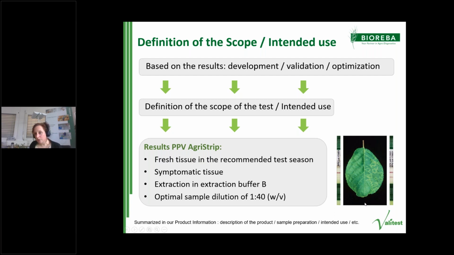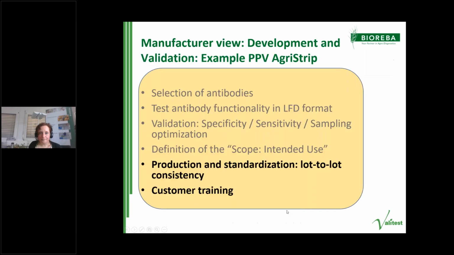And in order to show you this a bit better, you see here results of one leaf. On the left side, we were analyzing the left part of the leaf. On the right side, where you have much more symptoms, we have the test here. And you see that the difference in signal intensity is quite enormous. So with the same leaf, you can get quite different results. So symptoms are quite essential. Then we recommend the use of extraction buffer B and a sample dilution of 1:40.